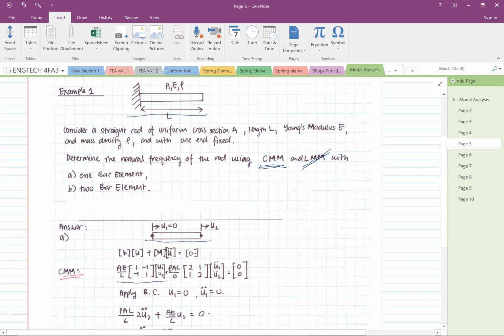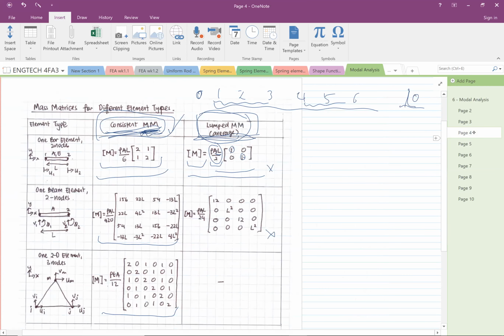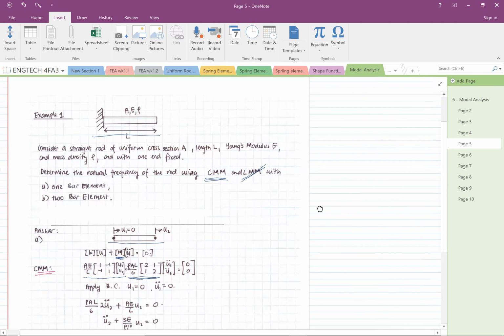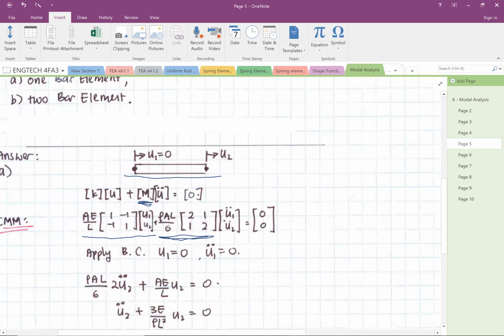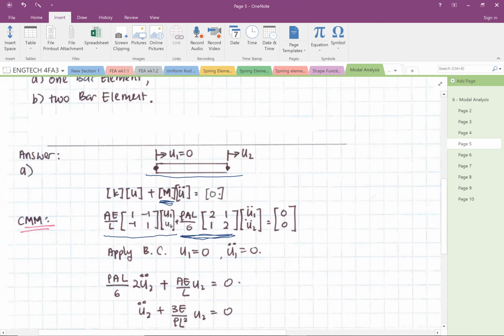The only new thing that we learned here is the mass matrix. We just use that equation from up there, like page 4. Density times area times L over 6. We just use the same thing right here.